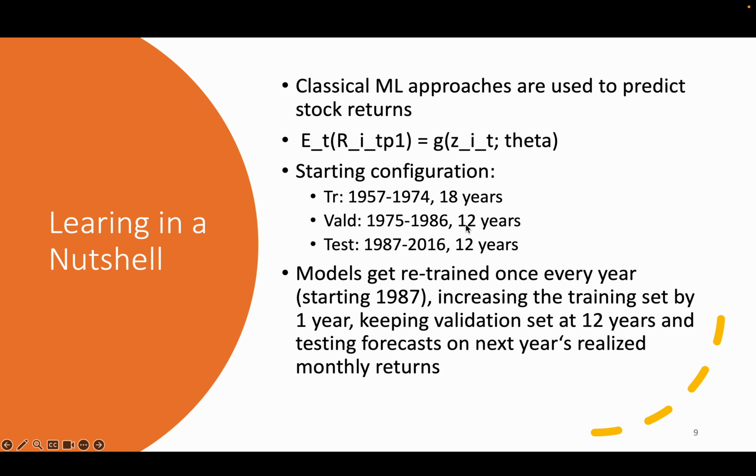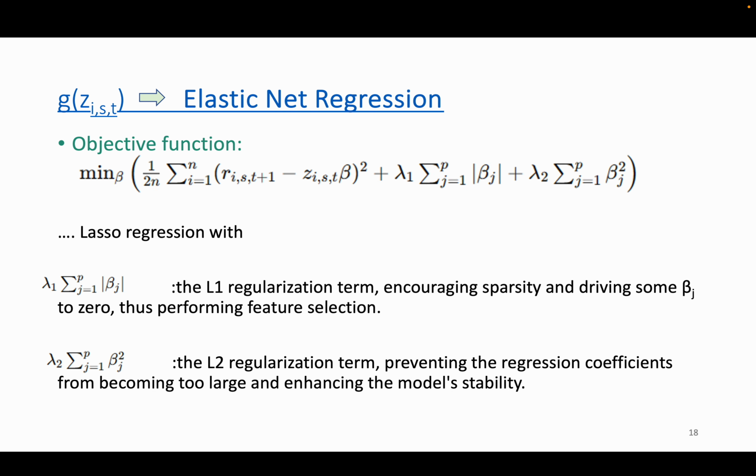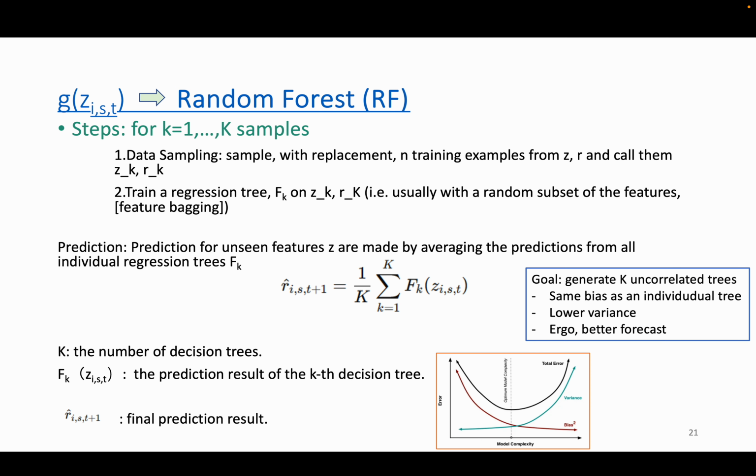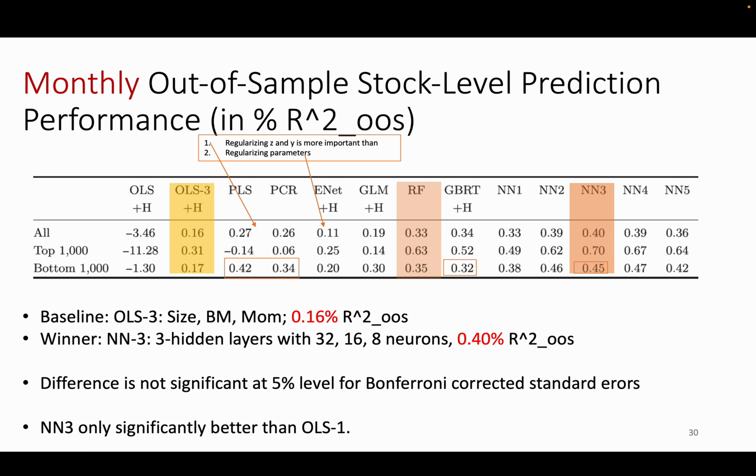Then 12 years are used for validation, and there's a rolling window approach used. So the test is always done for 1 year. So there's 1 year of out-of-sample predictability, and then the training is redone using now 19 years of training, again 12 years of validation, and then 1 year of testing. I've gone through these different models. I went very slow, which is why I had to finish the video, the first one, since we went over time. And now we go to the empirical findings of that research paper.